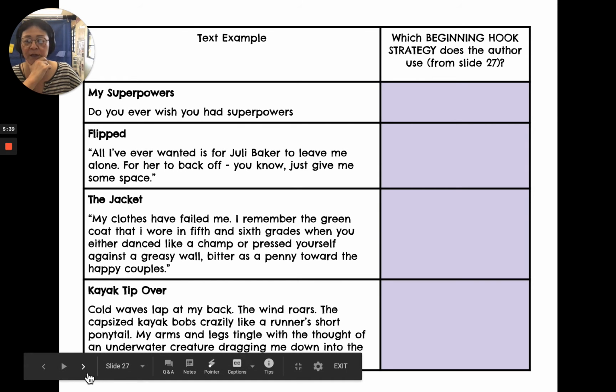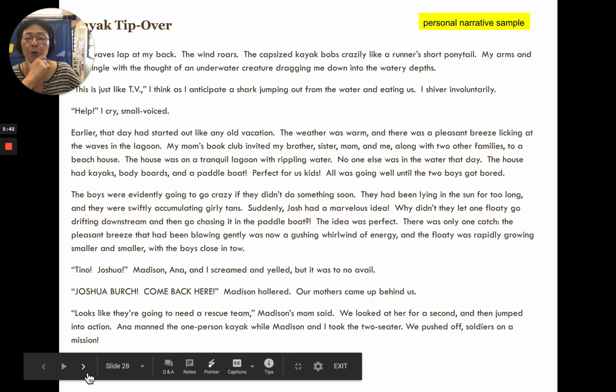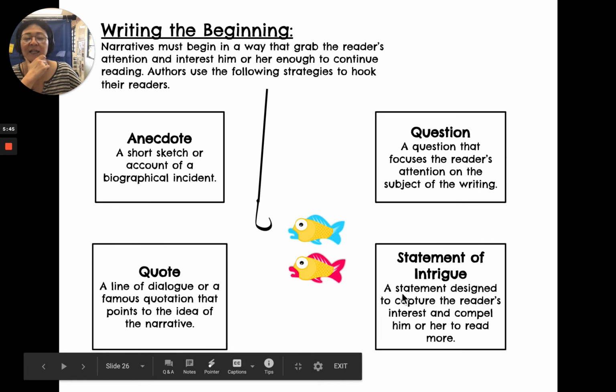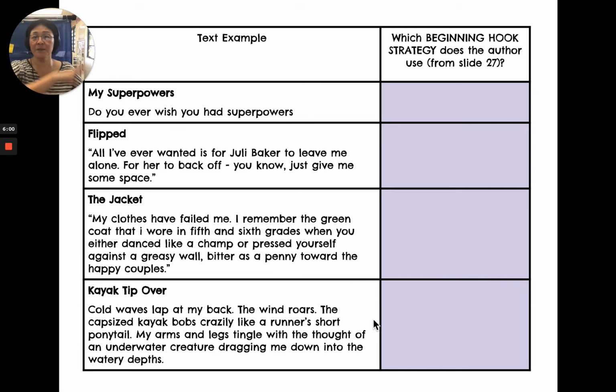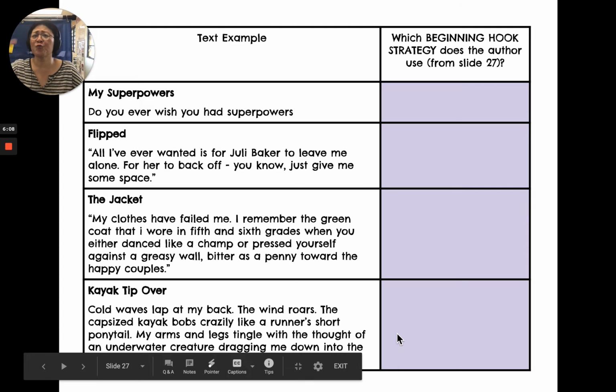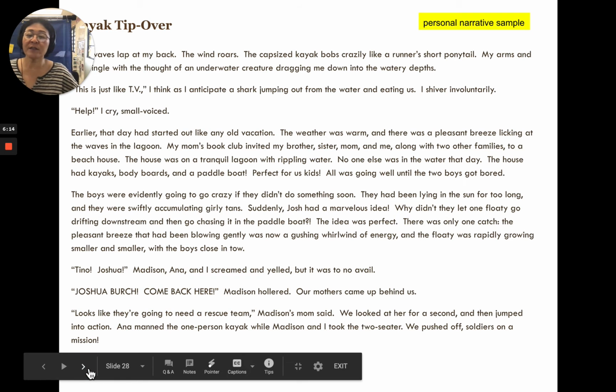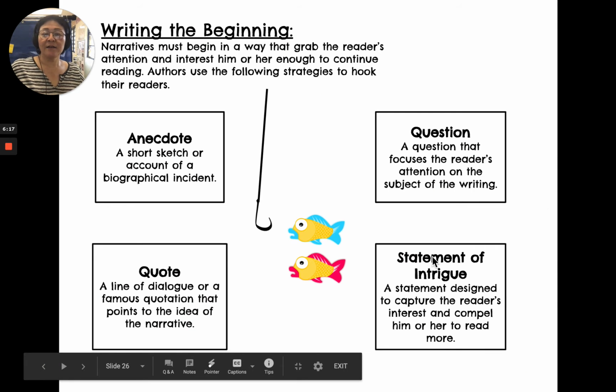This example of the beginning would be a statement of intrigue. I mean, you listen to the words that are written there. That's trying to capture the reader's interest. So, the wind roars. Capsized kayak, that means a flipped over kayak. Bobs crazily. My arms and legs tingle. Okay, the thought of an underwater creature dragging me down. Those are pretty strong sensory words that can create this sense of intrigue, like, oh, what's going on here?